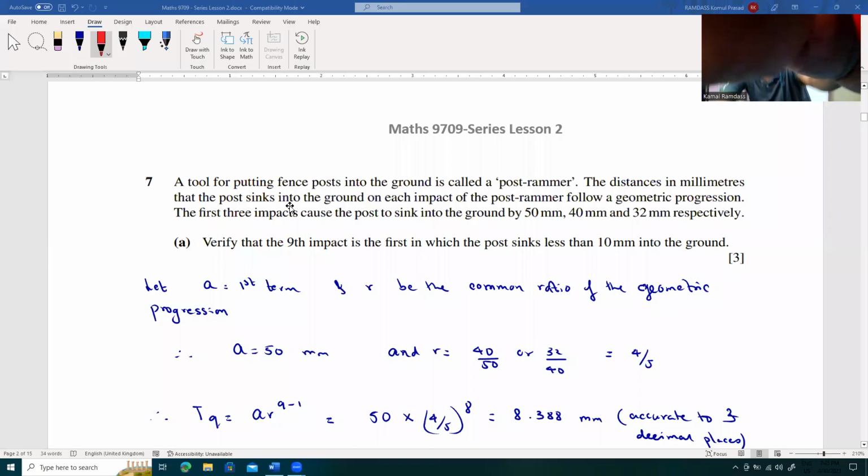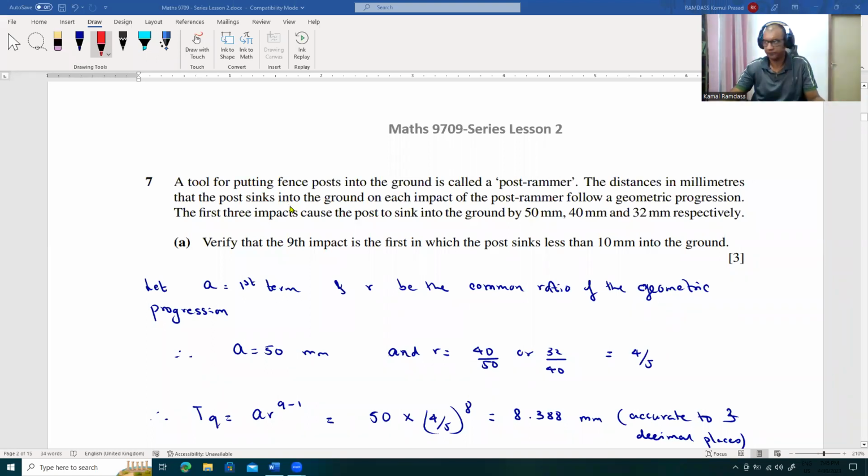Voilà. The post rammer. Vous tapez, et la distance qui est enfoncée dans la terre, the distances follow a geometric progression. Et nous devons comprendre la question bien. Nous devons lire d'une façon très méthodique, et nous avons besoin des détails pour comprendre la question. Parce que si nous ne comprenons pas la question, nous ne sommes pas capables de donner une réponse.